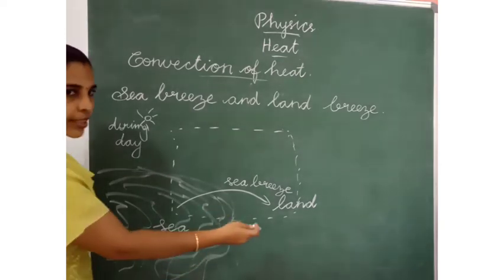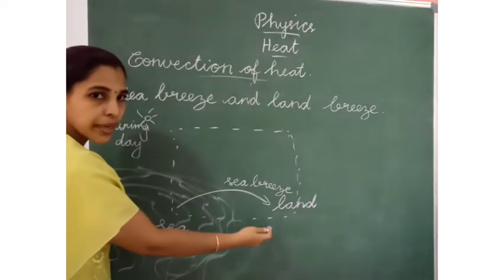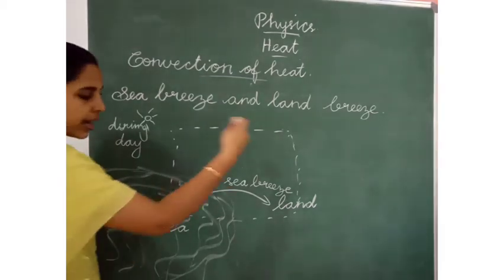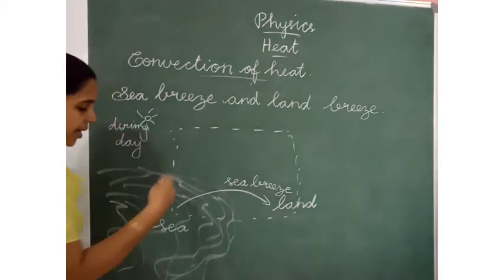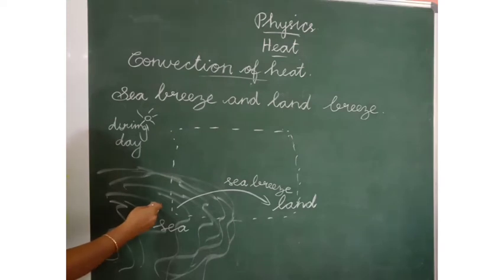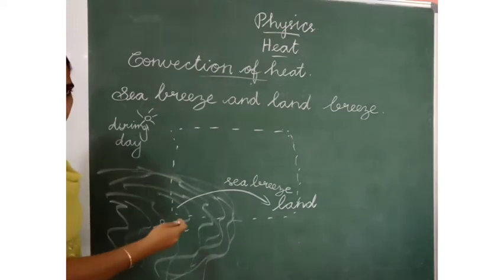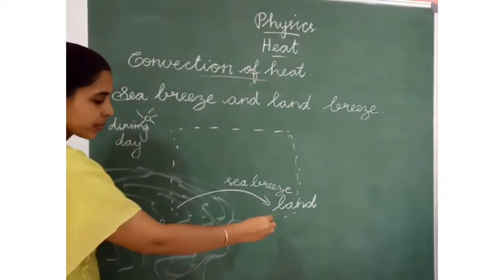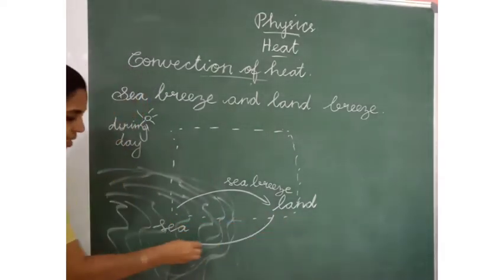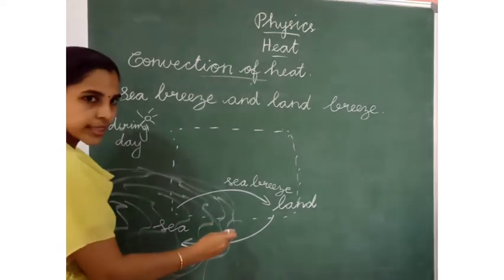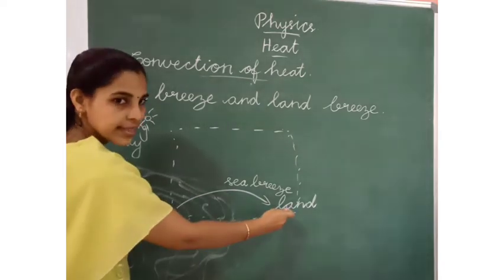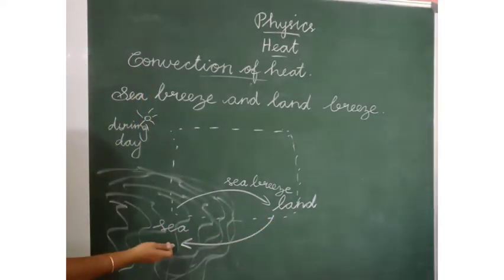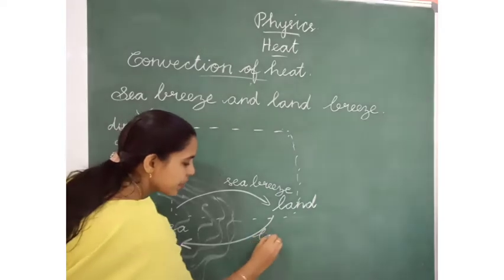Then during the night, the land air will be cool and the sea air will be hot. So during the night, the cool land air blows to the sea. So it is called land breeze.